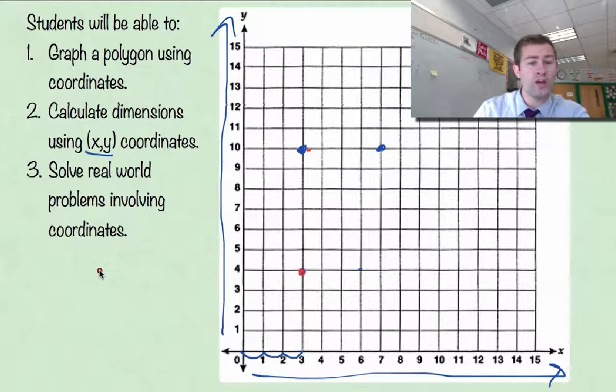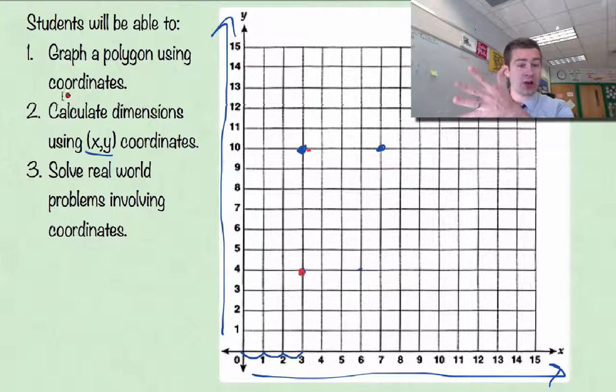Lesson 2.9, we're talking about coordinates and polygons. By the end of this lesson, we're going to be able to graph a polygon using coordinates, and also solve real-world problems involving coordinates. What we're using is something called a coordinate plane. It's what we use for graphing lines, graphing rates, and graphing bars and line graphs.